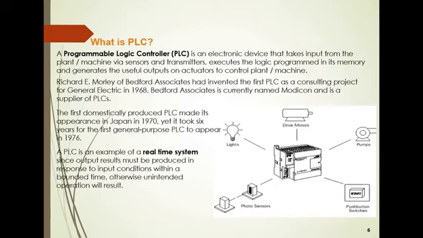The first domestically produced PLC made its appearance in Japan in 1970. Then it appeared for general purpose in 1976. So PLC is one type of example of a real-time system.